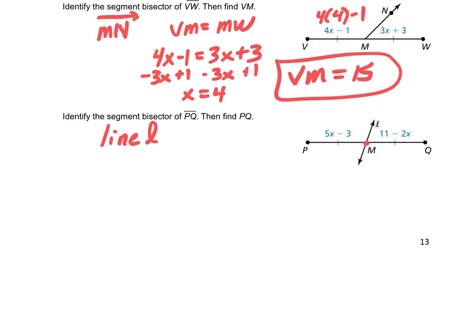Okay? The reason we're doing that is because the segment bisector can be a lot of different things. It could be a line, a ray, a segment, a point. We have to identify what geometric figure is splitting that in half. In this case, it's line L.